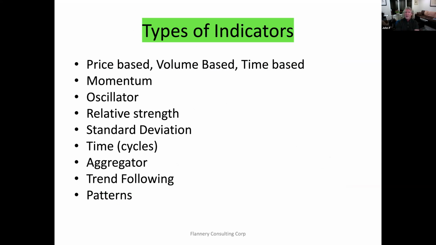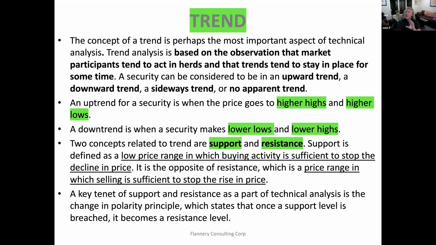So different types of indicators: price-based, volume-based, time-based. There's momentum. Is the direction of the stock up or down picking up with time? Is it moving higher faster, or is it moving lower faster? In a panic, things move lower very fast. People are price agnostic. They just say, sell. I'm in capitulation, and the momentum of that selling will drive share prices lower. Oscillators, relative strength, standard deviations, trend following patterns are all different types of technical analysis that we would use.